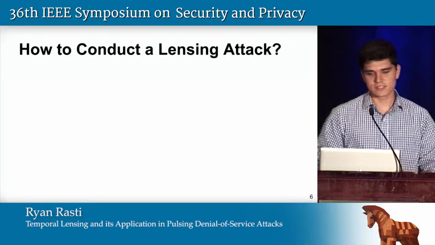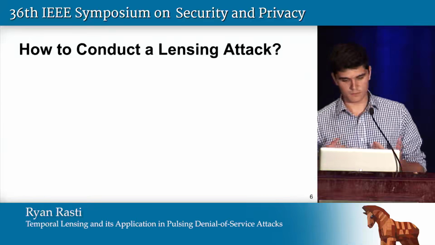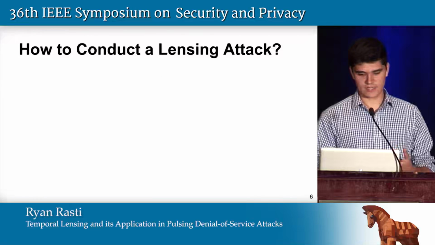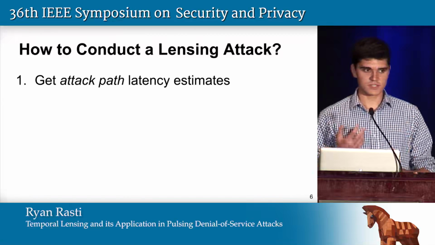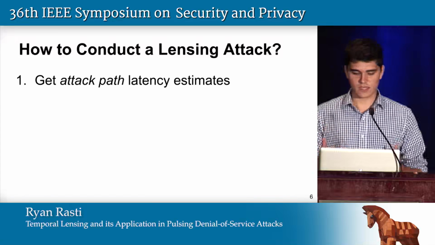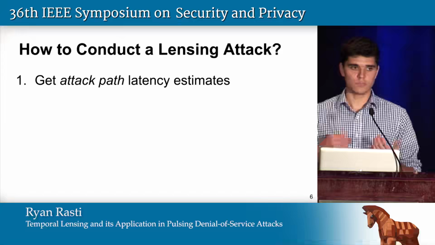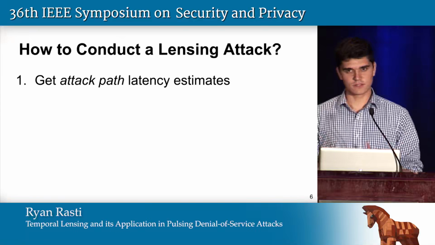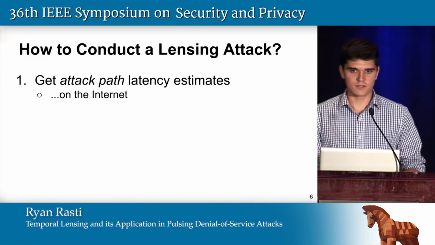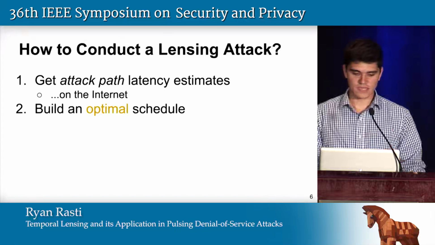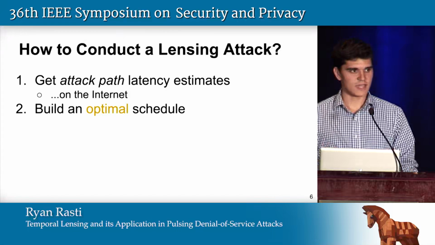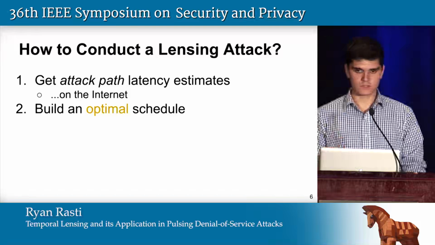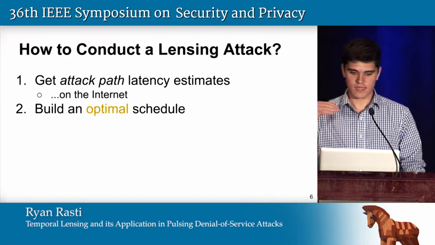And so now that we have this theoretical intuition of how this works, how can we actually conduct a lensing attack, right? And there's 2 main steps. The first is obtaining these path time or attack path latency estimates, which is essentially the time through a reflector to the victim, and doing this on the internet, right? And the second question is, given these estimates, how do we optimize the size of the pulse, right? How can we make that pulse, I guess, as tall as possible?